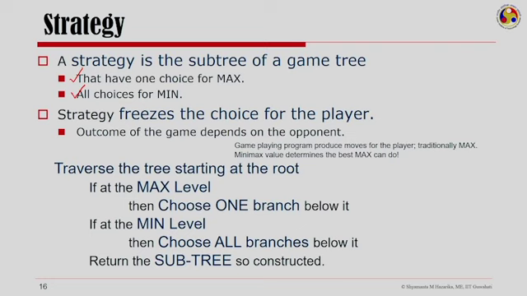So the idea of strategy is about doing two things. You traverse the tree starting at the root. If you are at the max level, then you choose one branch below it, and if you are at the min level, then you choose all the branches below it, and you return the subtree so constructed, and the subtree gives you a strategy.